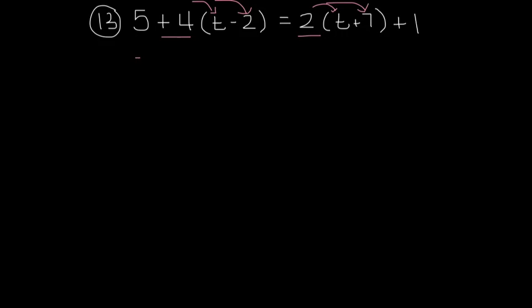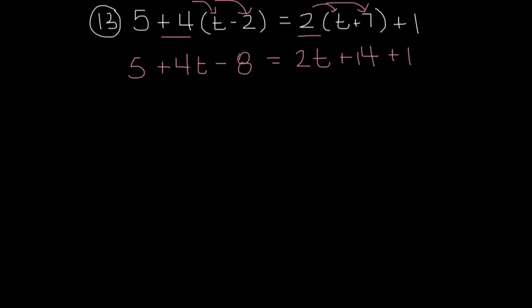Doing so allows me to keep the 5. Plus 4 times t is plus 4t. And then plus 4 times minus 2 is minus 8. Equals 2 times t is 2t, plus 2 times 7 is 14. And then I still have the plus 1.